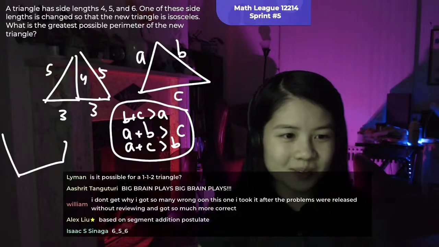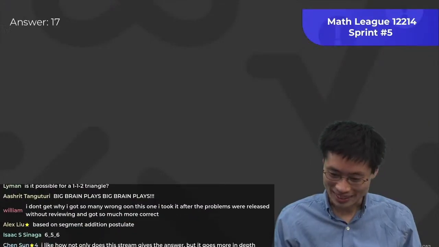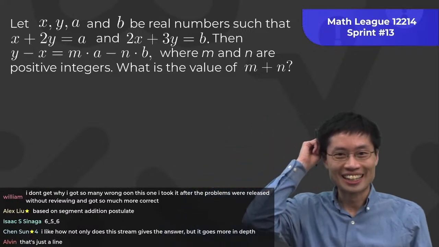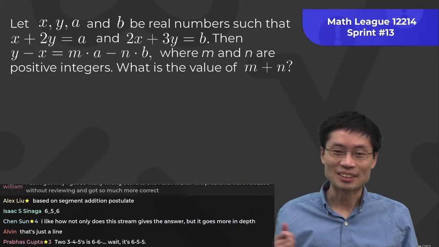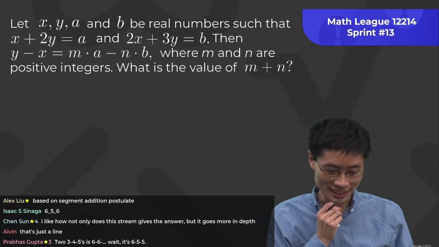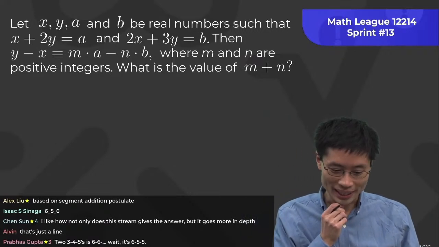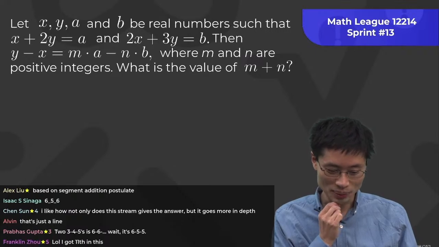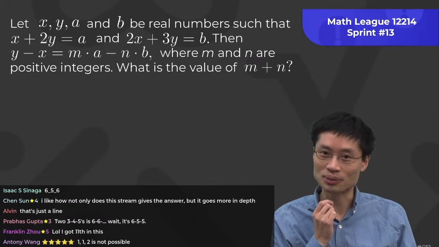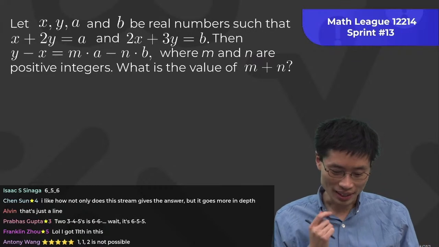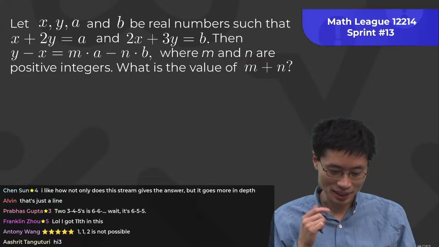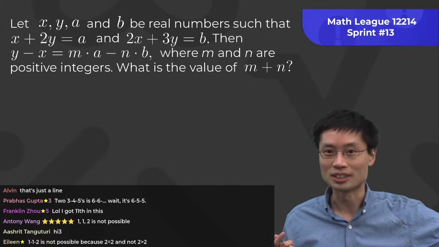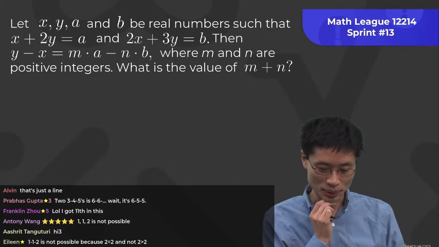Okay. I guess I'll take over the next one. Everyone able to see me? I think so. Yeah. Now I have to read number 13. Let x, y, a, and b be real numbers such that x plus 2y is a and 2x plus 3y is b. Then y minus x equals m times a minus n times b, where m and n are positive integers. What's the value of m plus n?